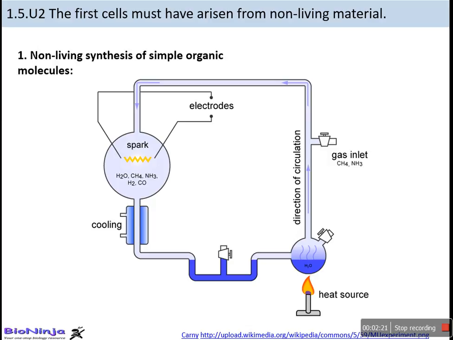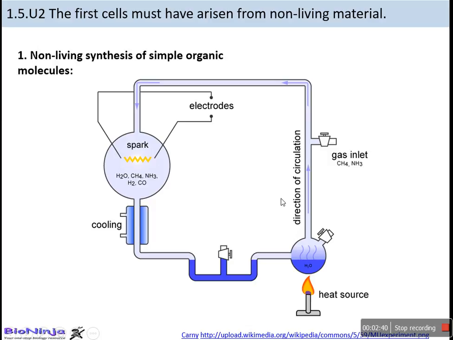Obviously here you can see a heat source. It's got water running through it. They've got an inlet valve for certain things. They've got a gas inlet valve. They've got a cooling system. They've got electrodes to spark it. They've got a heat source to heat up the water. Okay, and these are the main things that they've got in it.